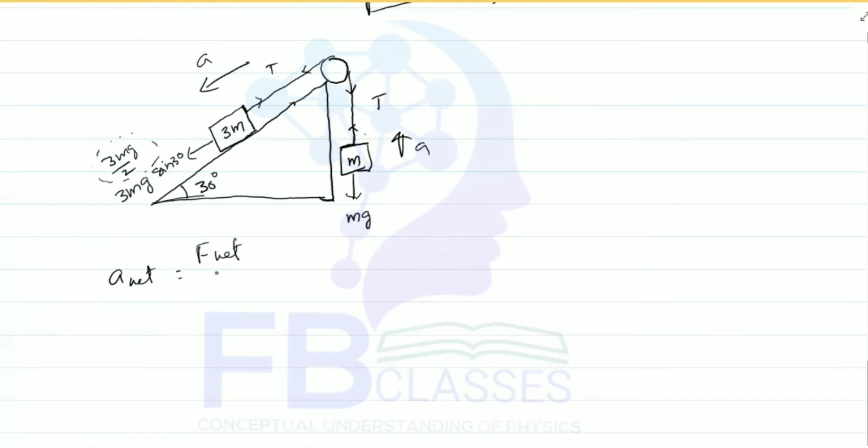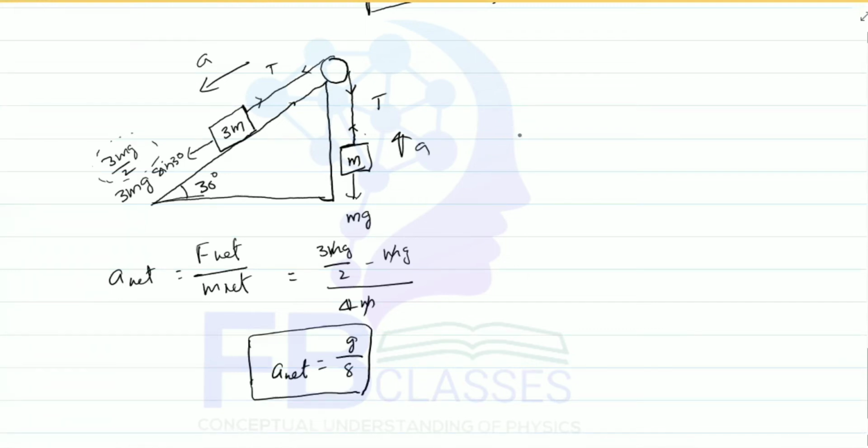So A net is equal to how much, my dear? A net is equal to F net upon M net. How much is F net? F net is equal to 3mg by 2 minus mg, upon M net. M net is equal to 3m plus m, that is 4m. Understand? Now see here, m gets cancelled on all sides. What is remaining here? 3g minus 2g, that is g only remains, and g by 8. So A net is equal to g by 8 meter per second square.